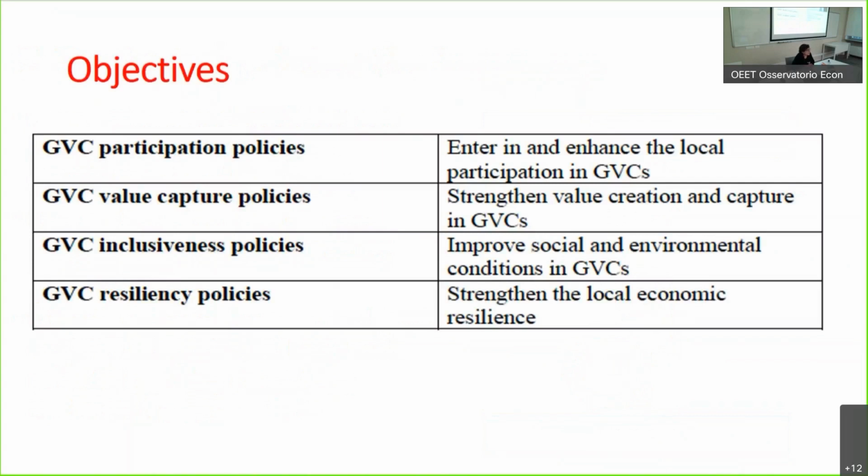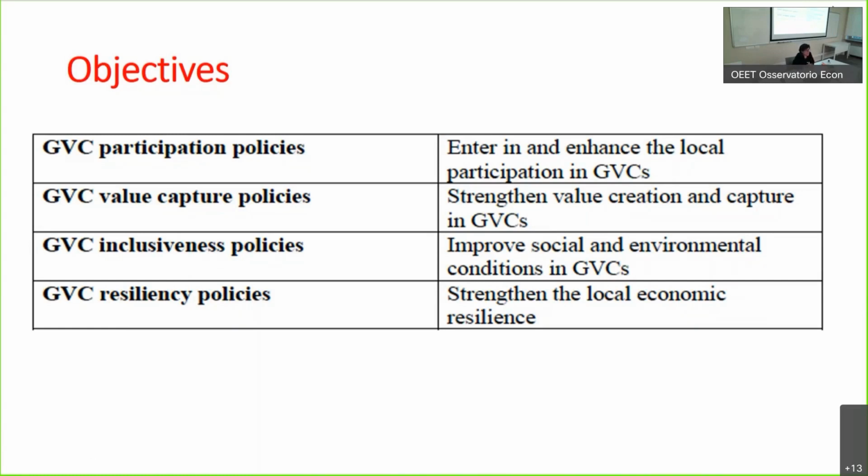We have identified four categories of objectives, and therefore identified four different types of GVC-oriented policies. The first one is GVC participation policies, which are those policies in which the main scope is to enter into GVC and to enhance the local participation in GVC.